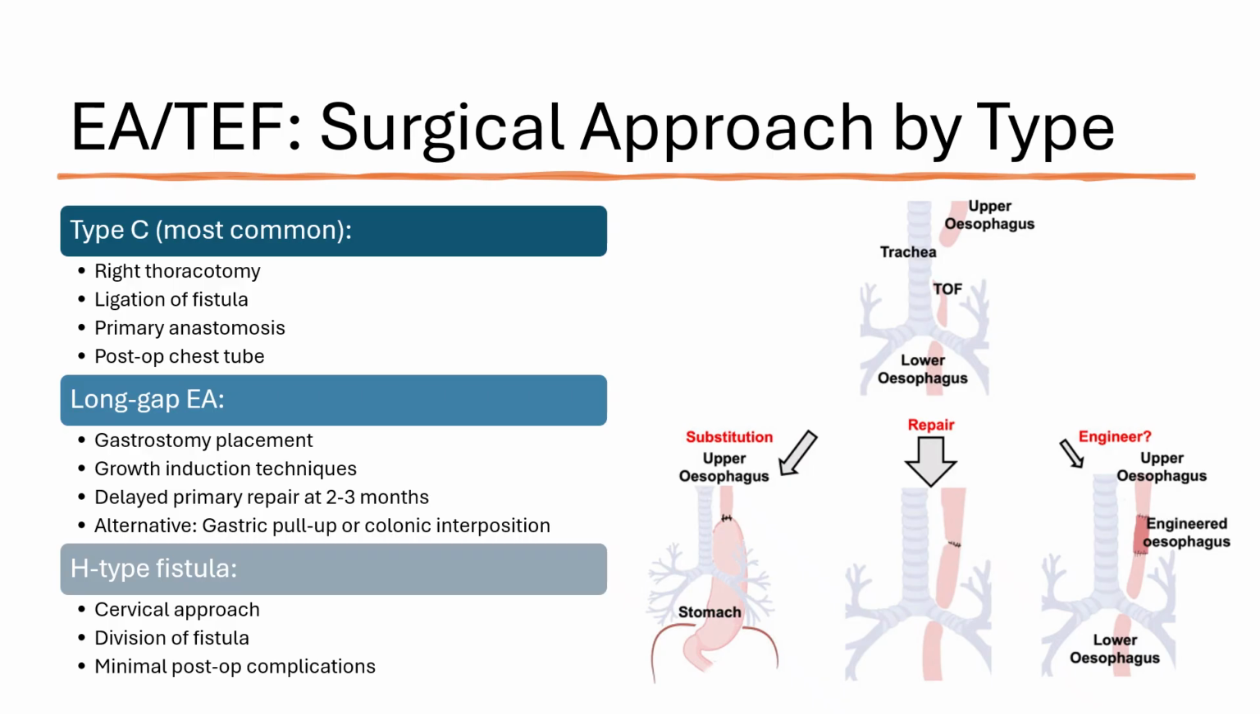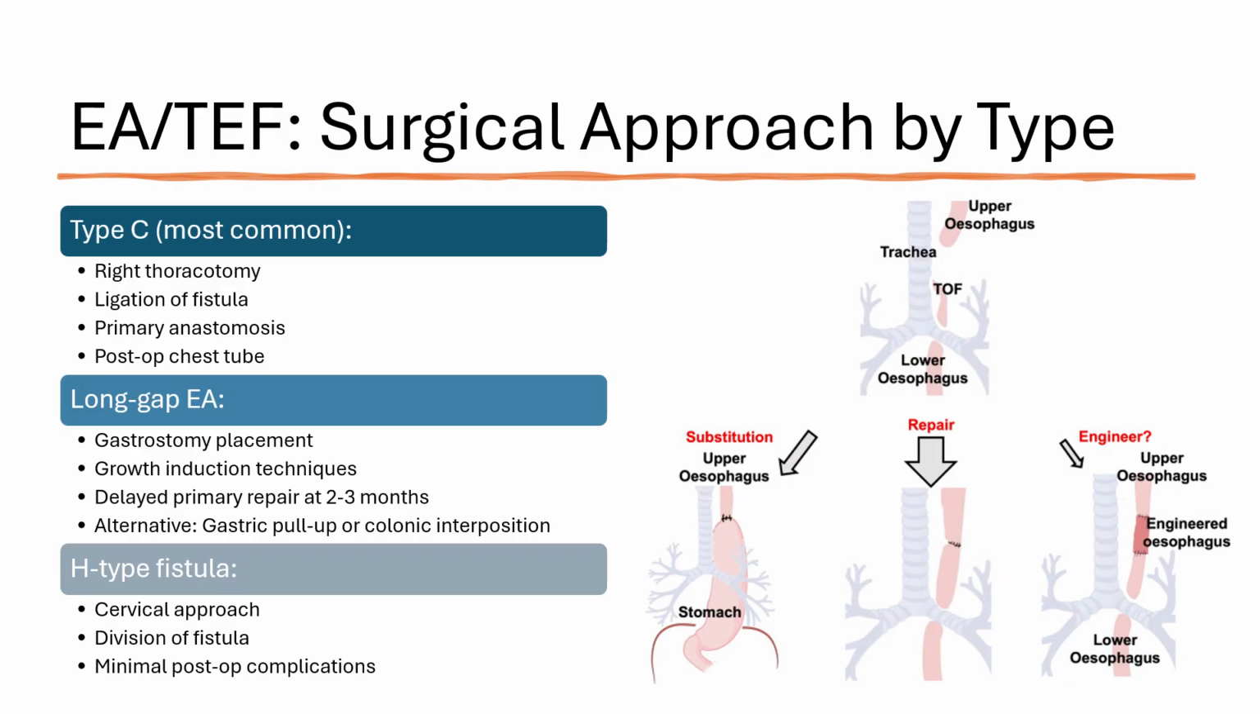Long gap EA presents an entirely different challenge. When the esophageal ends can't be brought together safely, you need patience and ingenuity. Initial gastrostomy placement provides feeding access while you work on gaining length. Growth induction techniques include daily stretching of the pouches or circular myotomies to lengthen the esophagus gradually. You're essentially coaxing the tissue to grow and stretch over 2 to 3 months.